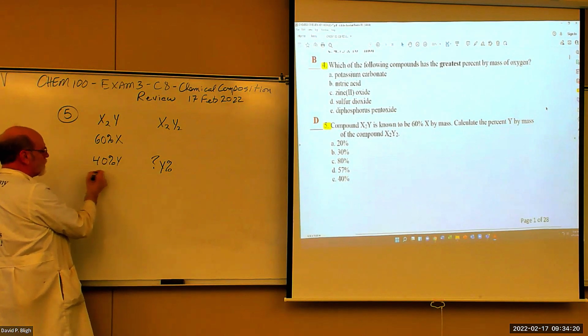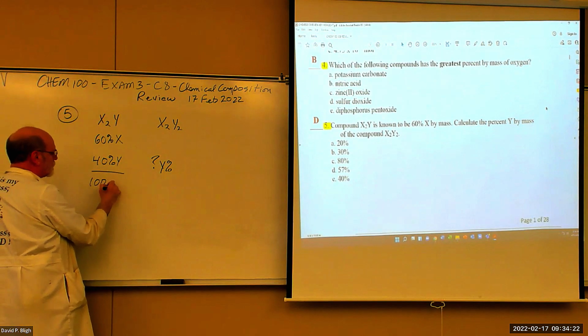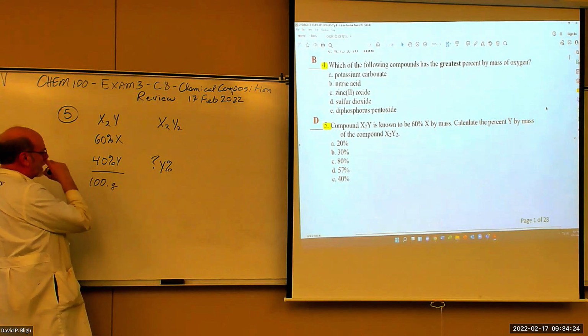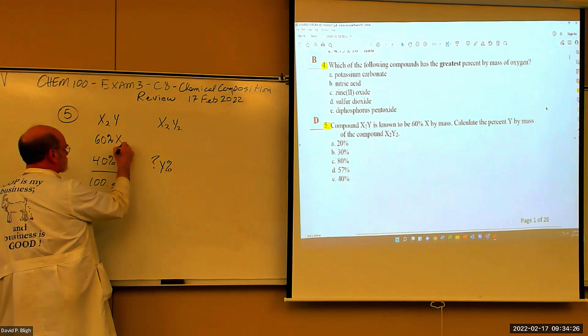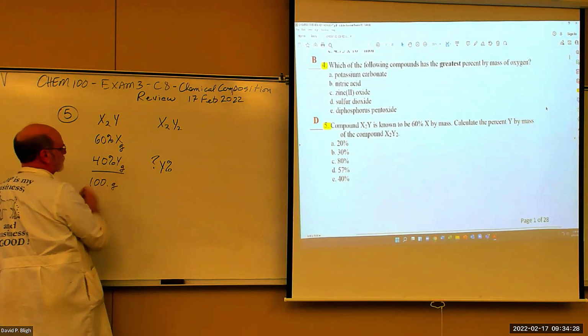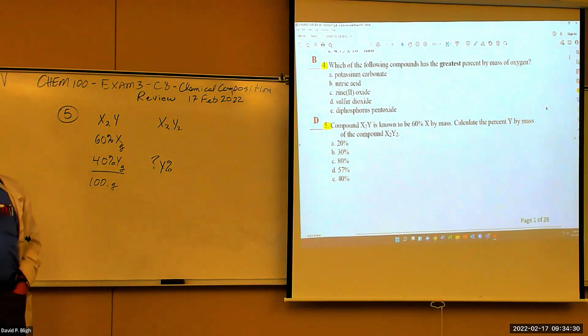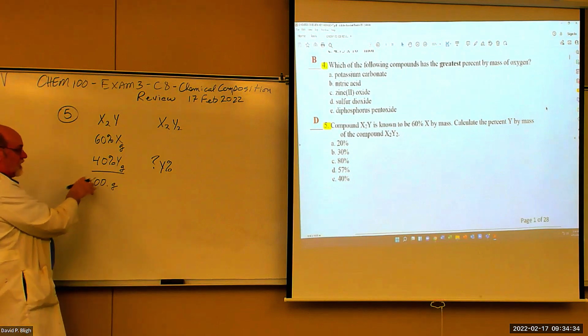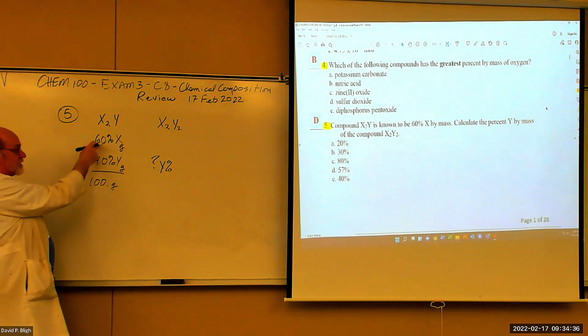If we have 100 grams of this sample, and this represents 60 grams and 40 grams. Okay? With me so far? All right, parts per 100, right? 60 grams per 100.